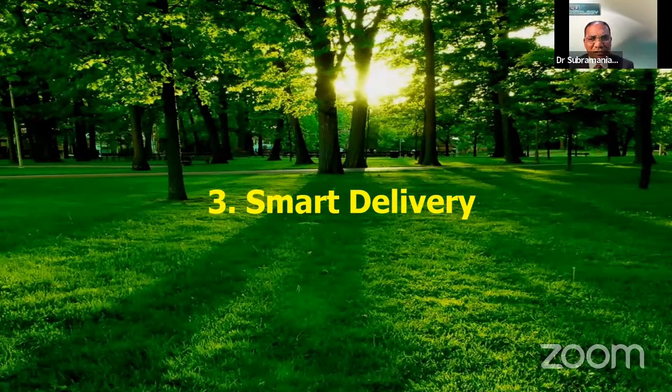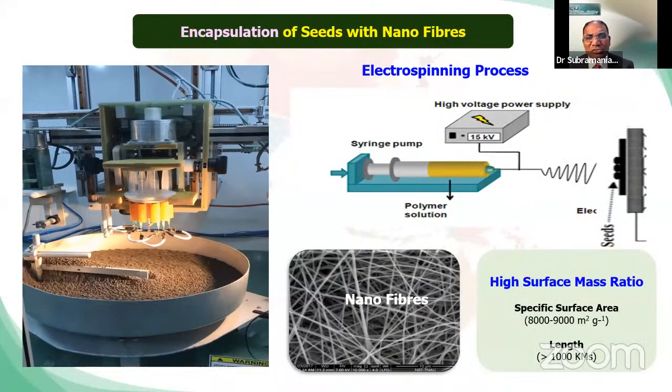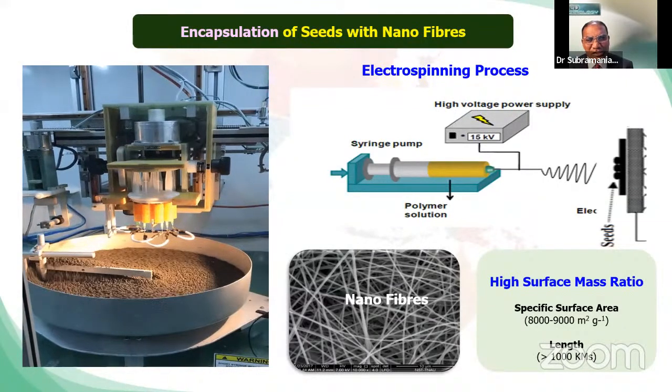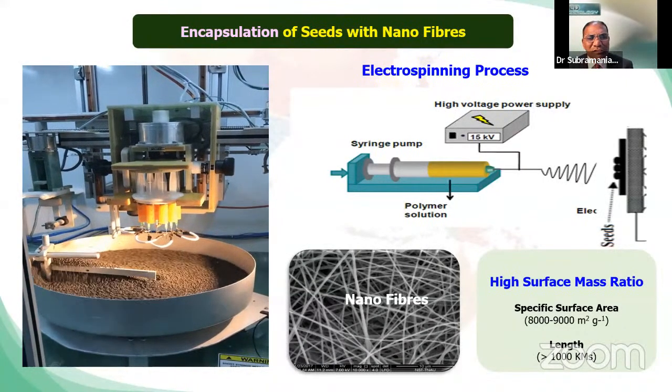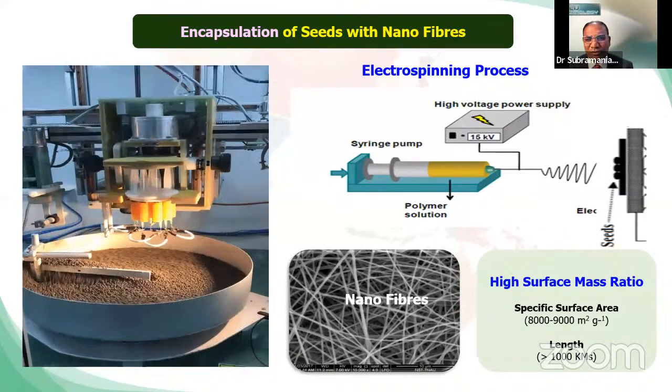So the third and last part of the presentation is on smart delivery. As I mentioned earlier, MS Swaminathan called seed a smart input. Seed is a very important input. Seed decides the success in agriculture, so any technology associated with the seed is of great interest. We have done lots of work related to seed nanotechnology. One such method we worked on for some time is encapsulation of seeds with nanofiber.